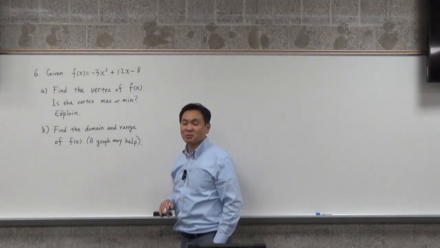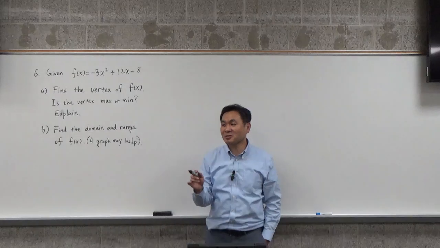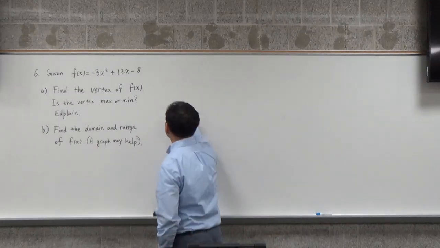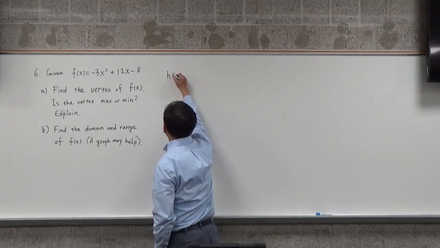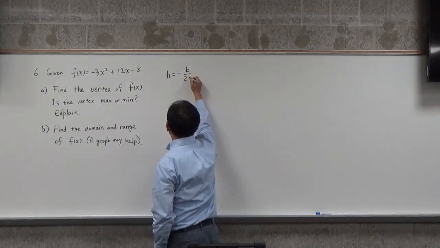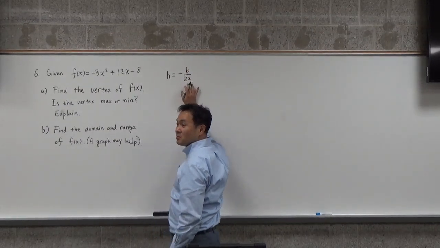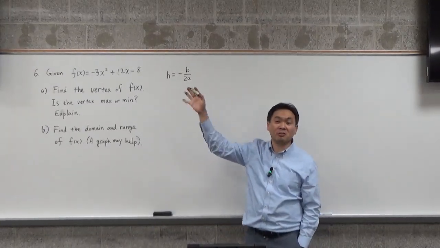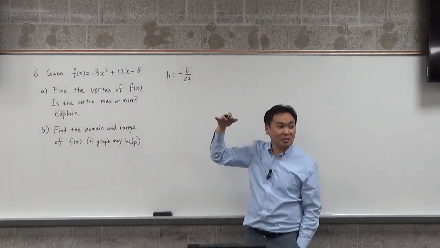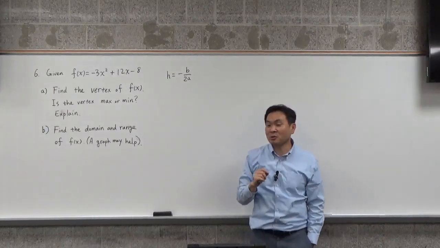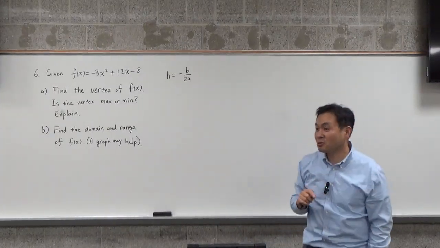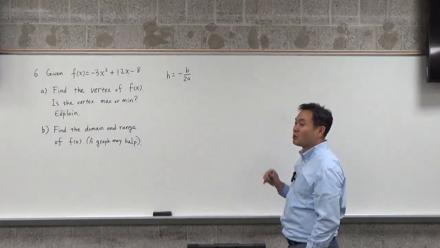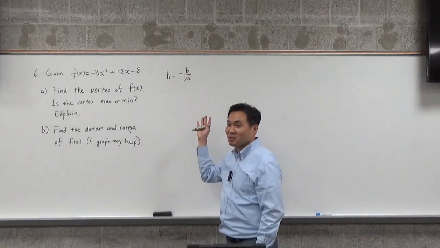What's the formula? Don't look at the notes. Yes, h equals negative b over 2a. Where is this from? It's from the quadratic formula, right? In the quadratic formula, you delete the square root part, and this is what you end up with. That's what I explained, right? So it shouldn't be that hard. If you can remember the quadratic formula, this should be a bonus.